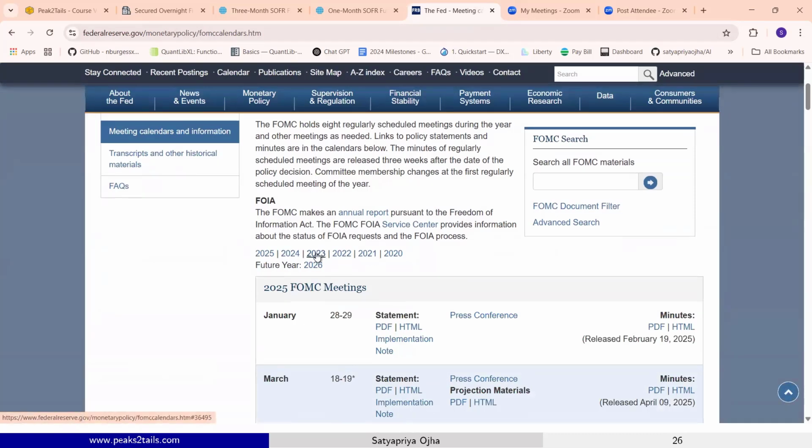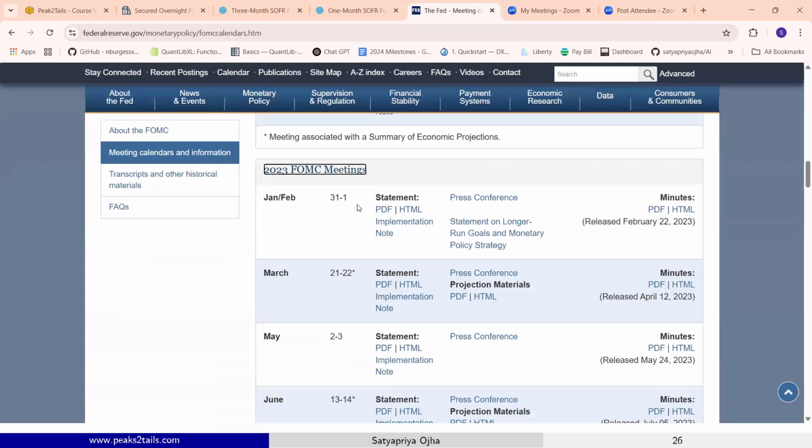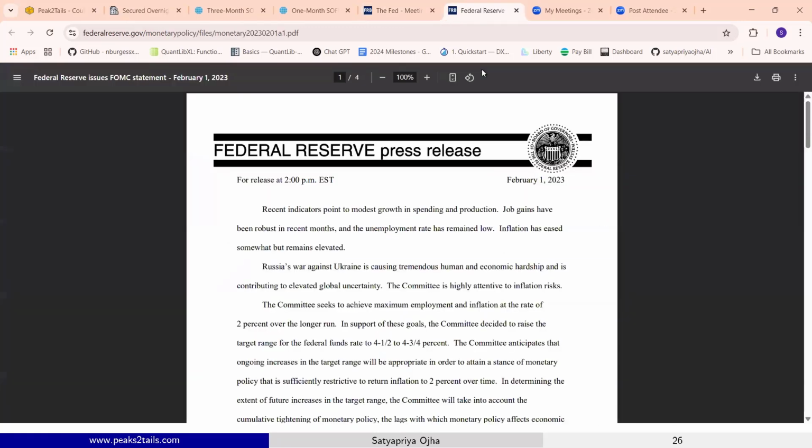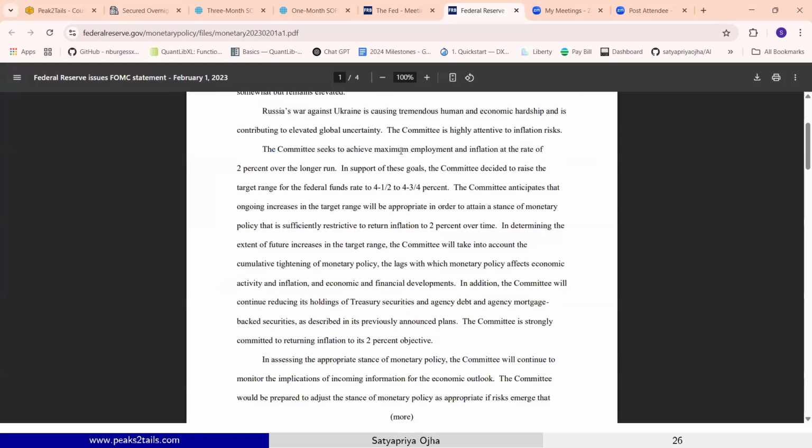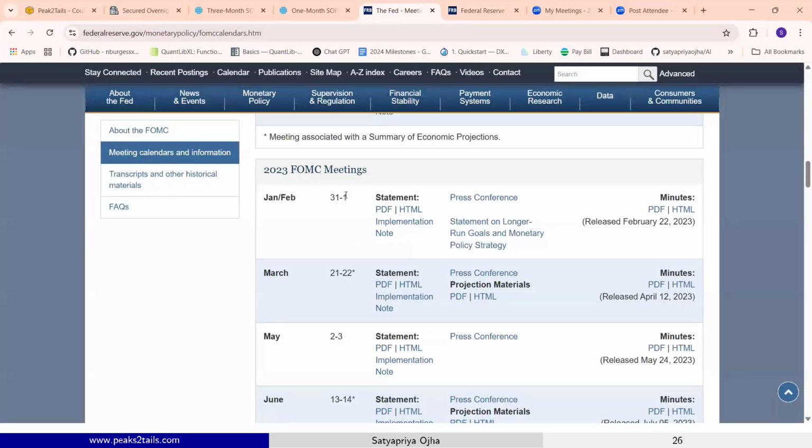Year 2023, for example, the committee met on January 31st and February 1st. What was the outcome of that meeting? Let's go there. It says the committee seeks to achieve maximum employment and inflation at the rate of 2%, blah blah blah. With these goals, the committee has decided to raise the target range for the federal funds rate to 4.5 to 4.75%. So they decided to raise the target. This is a 25 basis point raise. On which date? On 1st February, that was decided.